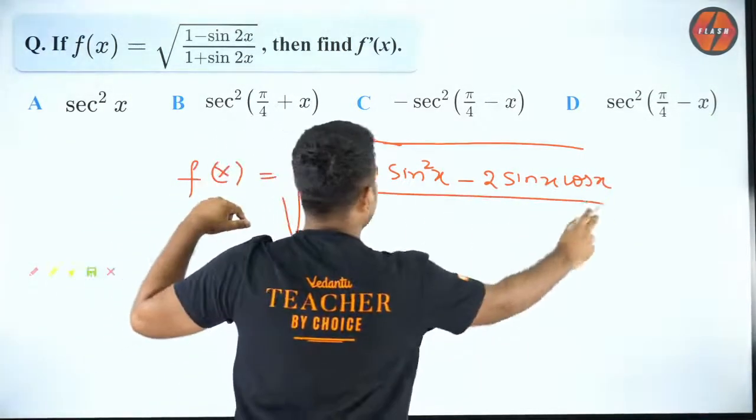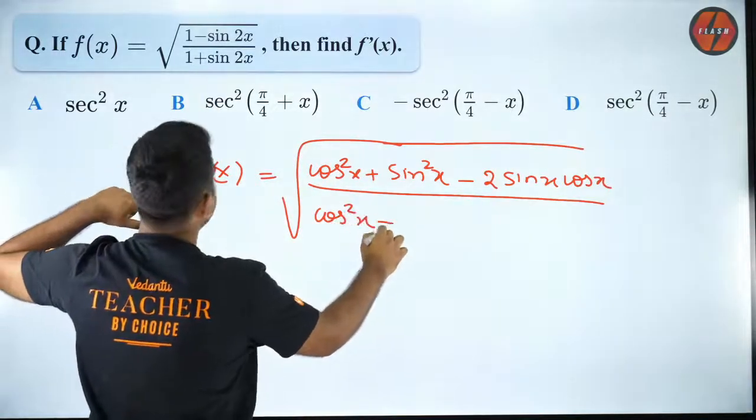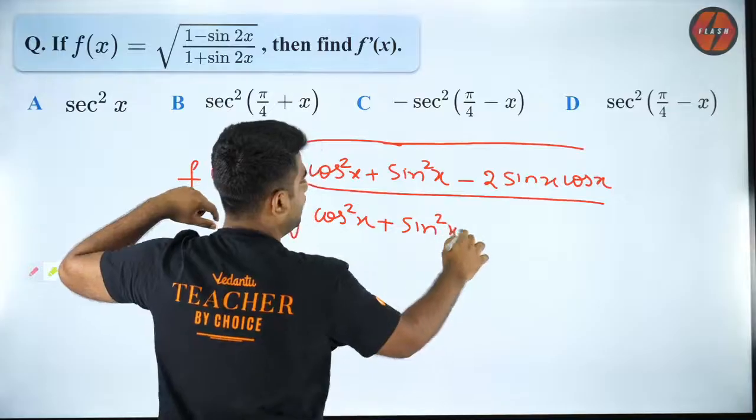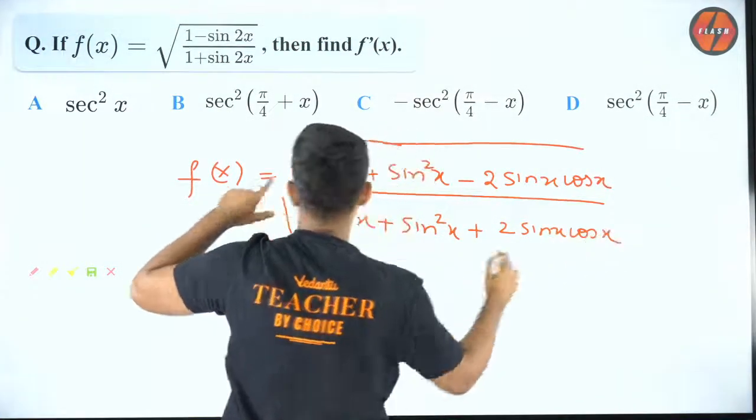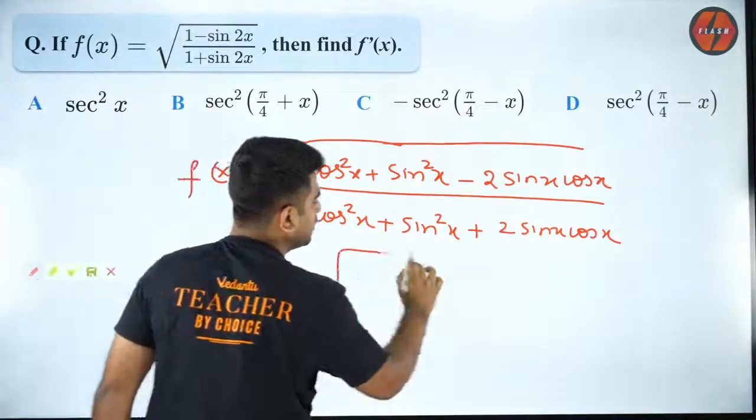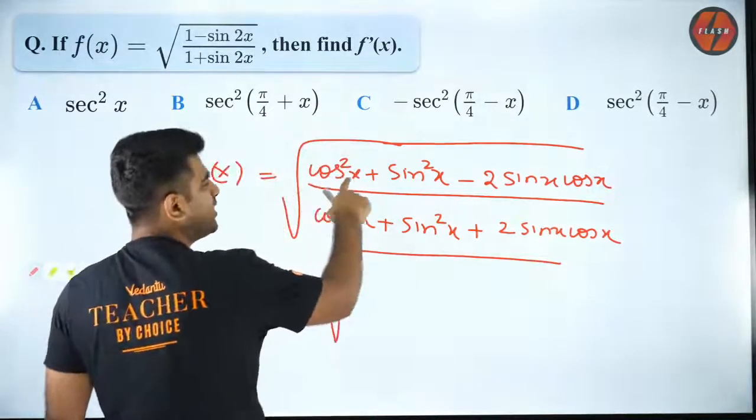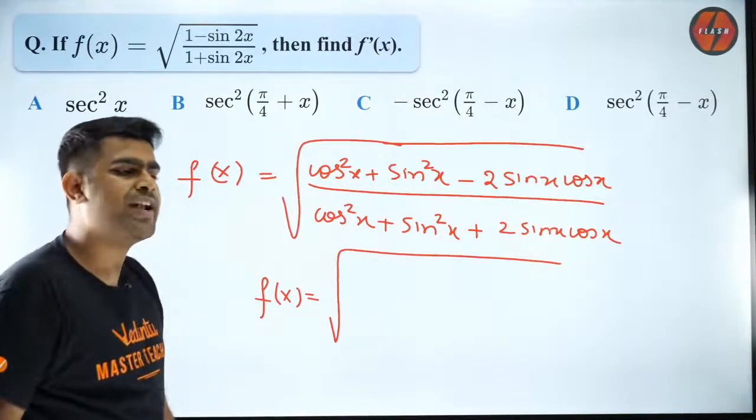Divided by, again I'll write the same thing. I'll write it as cos square x plus sin square x plus 2 sin x cos x. Okay, so what will be my f of x? My f of x will be root of, what is this? A square plus b square minus 2ab. Are you guys able to understand that?